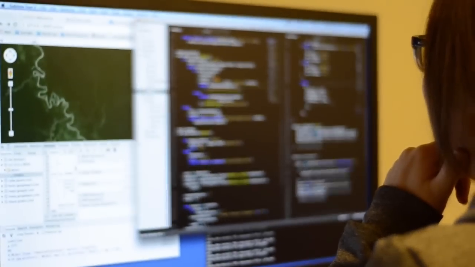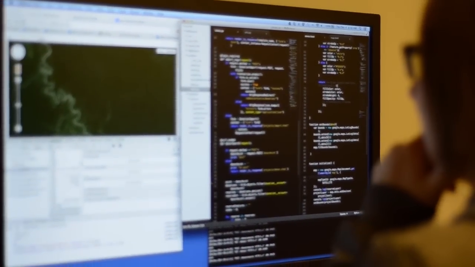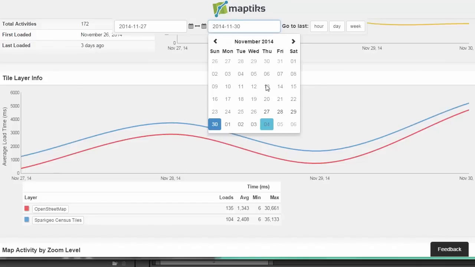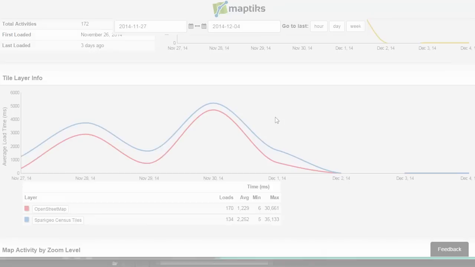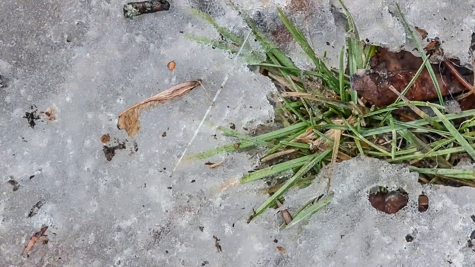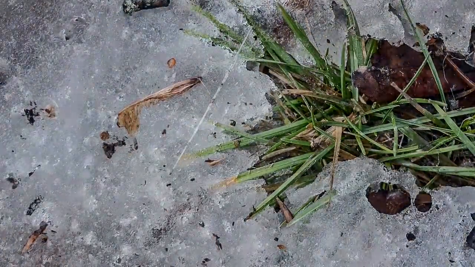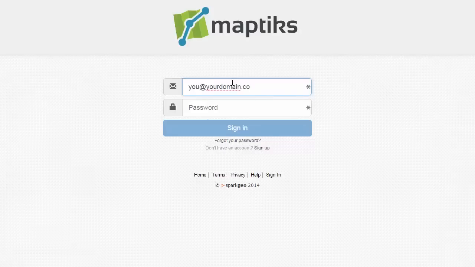So we built Maptics. It measures how maps are used and charts the results in a way that map builders can easily understand. Maptics has changed the way we build our maps. We've now built the platform so everyone can take advantage of this unique perspective.